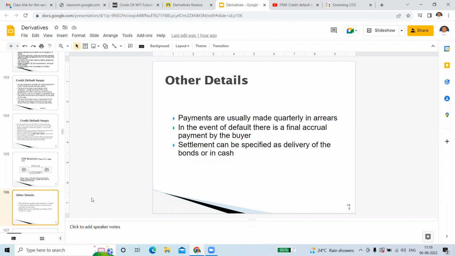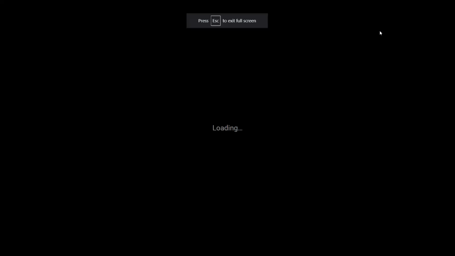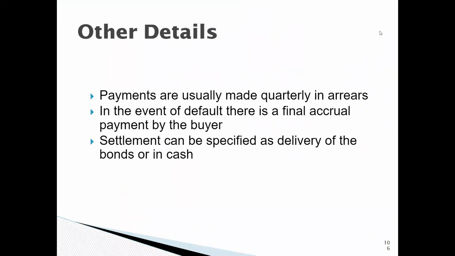Okay. So other things to note, payments are usually structured quarterly. In the event of default, settlement is made. Usually settlement will be made in cash because nobody wants to be stuck with bonds of a defaulted company. And that's how it goes.